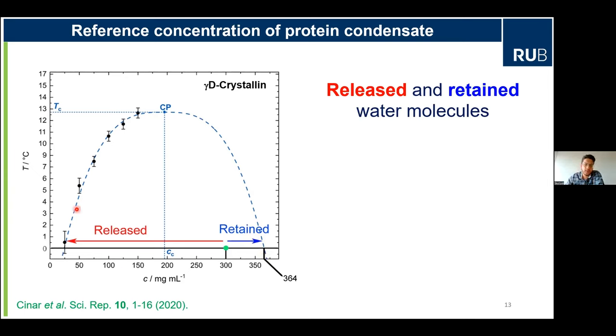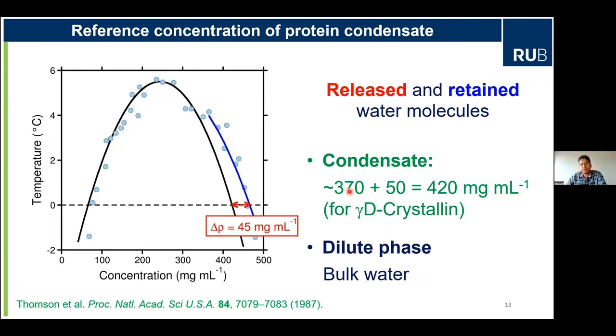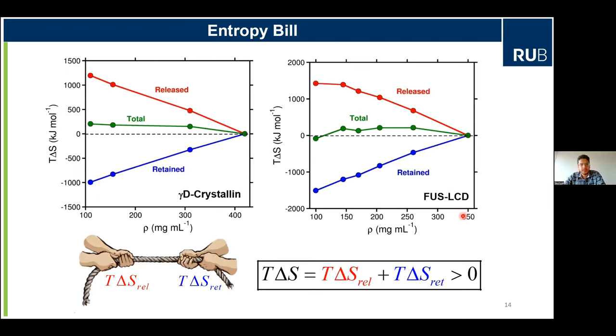Now, this dome over here was obtained by fitting it to an equation based on the experimental values on the left-hand side only. But it was actually shown that this dome is not as symmetric as you would get from a fitting. So in reality, there is around a 45 to 50 milligram per milliliter error limit to this fitting. For example, this is from another similar system, gamma-3 crystallin, which is bovine, not human crystallin. From the concentrations that we have from our simulations, we can take this 420 milligram per milliliter concentration as the reference concentration, and we already have the entropy value that I have shown before. So in principle, we can create an entropy bill for the released water molecules and the retained water molecules.